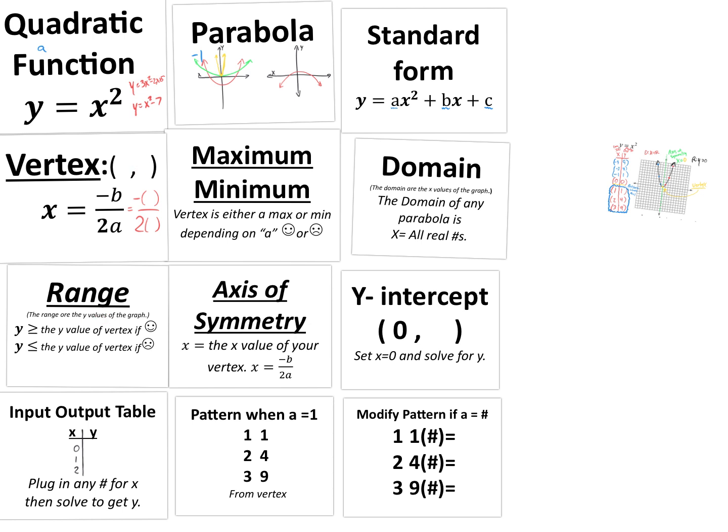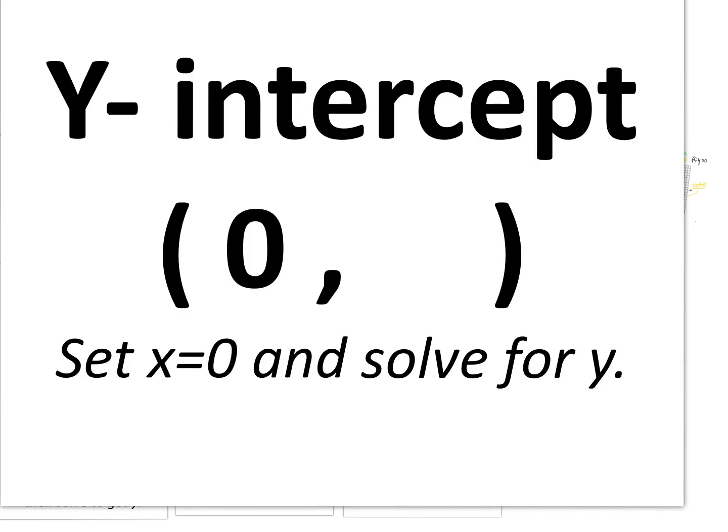Okay, moving on. We still need y-intercept. The way to find the y-intercept of any equation is to simply set x equal to 0 and solve for y. A y-intercept is simply where the graph is going to cross the y-axis. And we learned this in semester 1. To find the y-intercept, set x equal to 0 and solve.